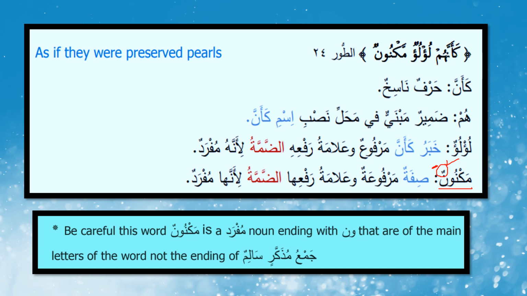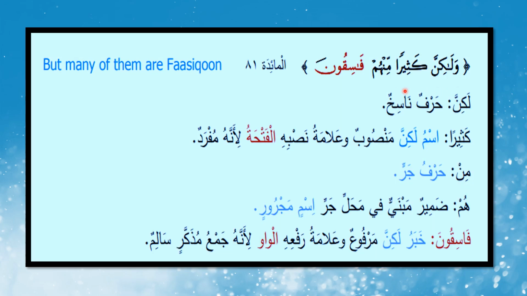So be careful of the noun or the word. Maknoon is a mufrad noun ending with waw and noon because it's the spelling of the noun, not the suffix of jama muzakkar. So you should always pay attention on all the nouns coming in the sentence. Let's do another example on lakinna.